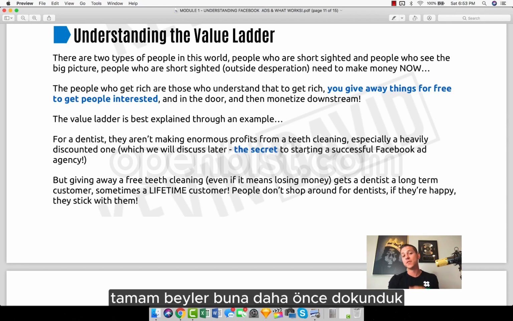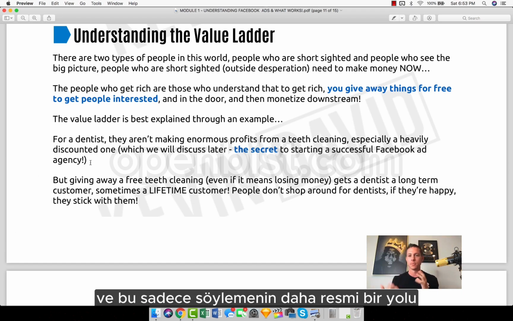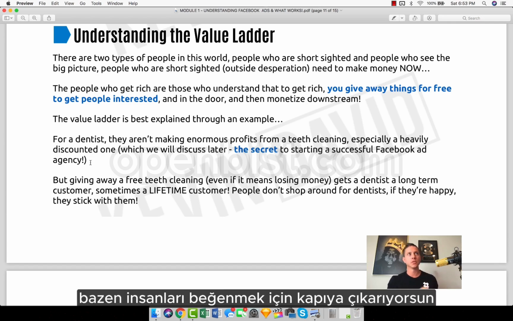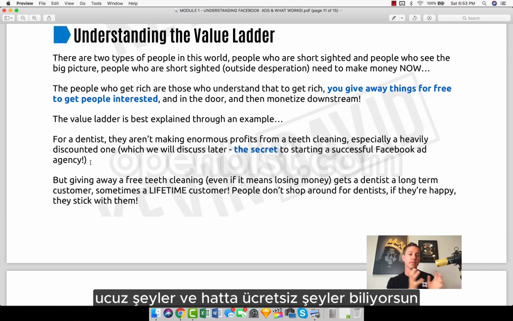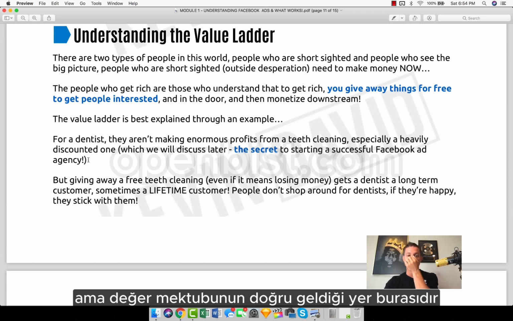All right, guys, so we touched on this before, but I think this is such an important concept that I wanted to make it its own video here. The value ladder is what we discussed, and it's just a more formalized way of saying you're getting people in the door, sometimes for cheap stuff or even free stuff. And sometimes you're even losing money on the first offer that you're giving someone. But that is where the value ladder comes in, right?